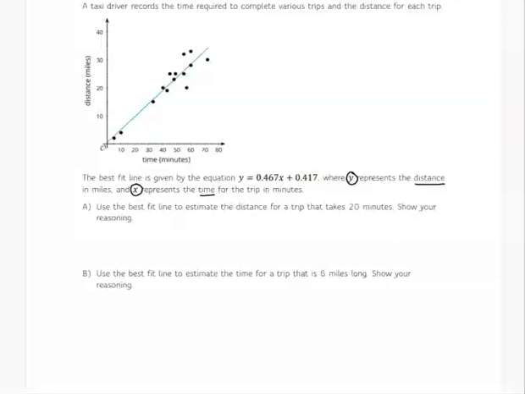In part A, we want to use the best fit line to estimate the distance for a trip that takes 20 minutes. 20 minutes, that is a time, right? So we are going to take that 20 and we are going to replace the x in the equation with 20, right? Because we were told earlier that x represents time. Since I have a value for x, I can put it into my equation.